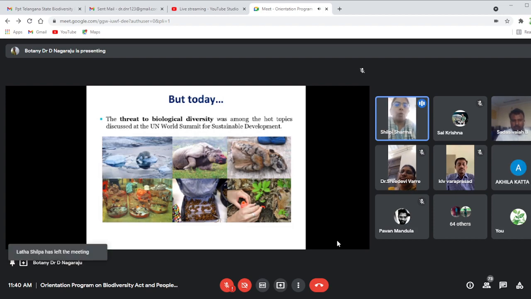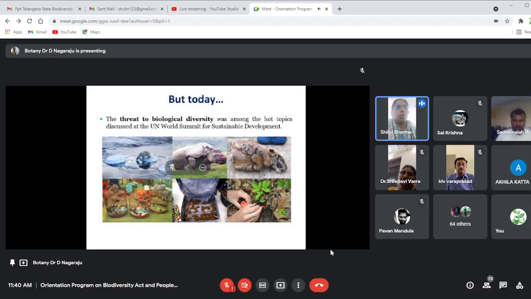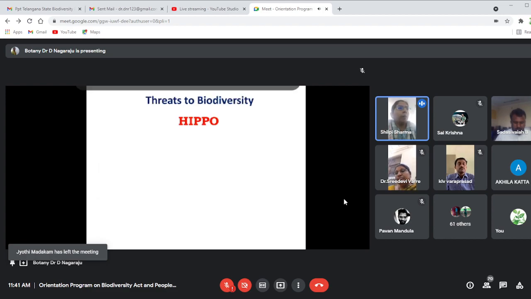The benefit you earn from your bioresource, from your country, your state, your village, your mandal, whatever area or jurisdiction you are in, is the benefit sharing. From this benefit sharing, you can again use that money for conservation. So it's a cycle. These three objectives are like a cycle. We have to move as per this cycle so that we can go for conservation. Next slide.